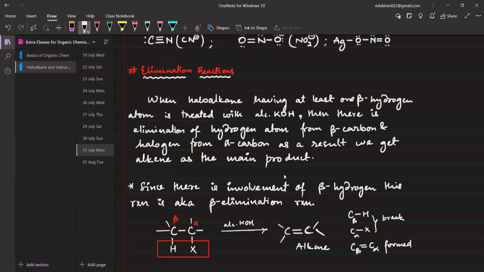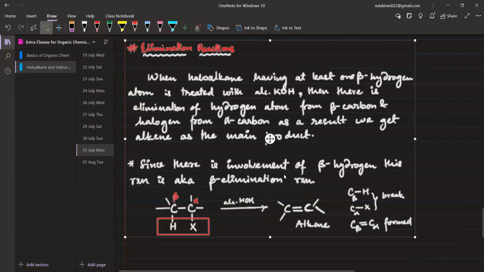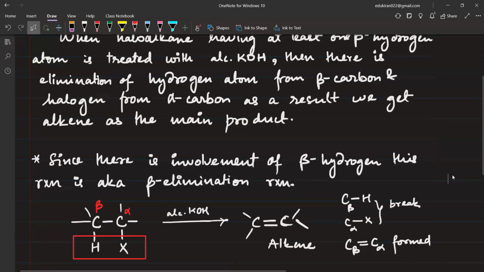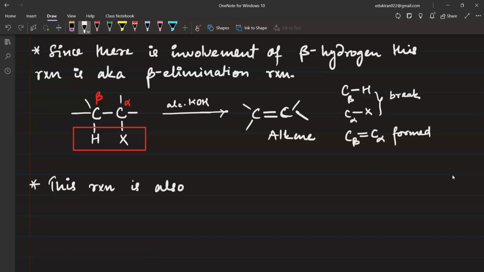Okay. So we are going to continue the same reaction here. It's better that I copy this. Now, moving on, write another point here. This reaction is also called dehydrohalogenation.